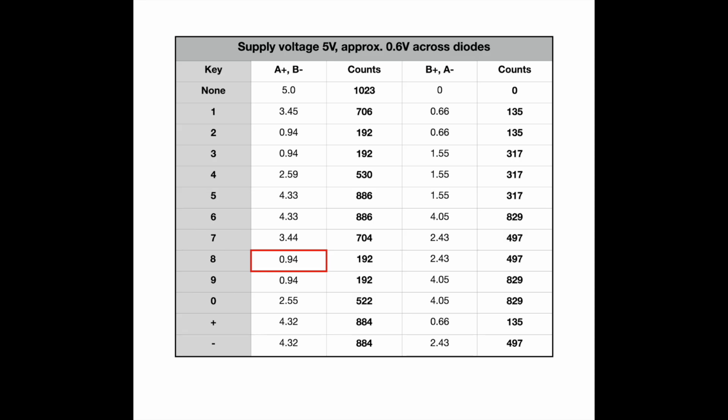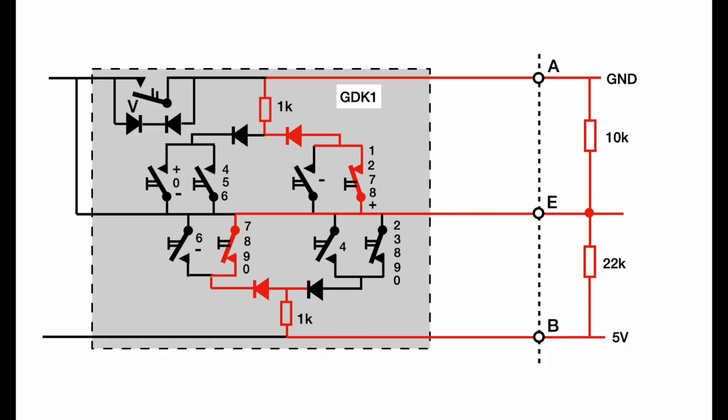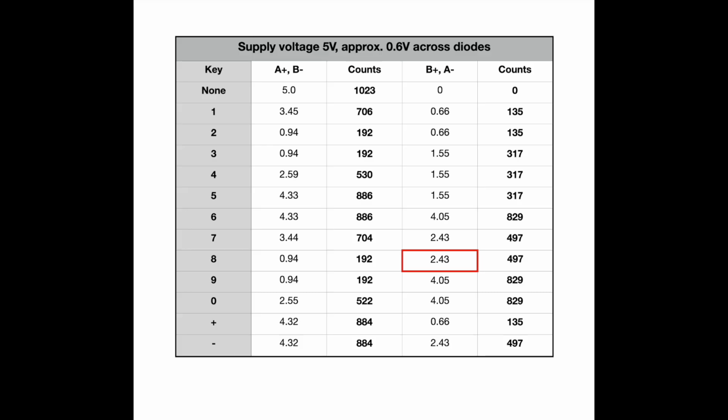This table shows that the voltage at the E wire is 940 mV when the number 8 key is pressed. This is the measured voltage. It can also be calculated taking into account a 600 mV drop across the diode. Now we reverse the polarity. The B wire is at 5 volt and the A wire is at ground. 2 other switches pass current from B to A. The voltage at the earth wire E is 2.43 volt.